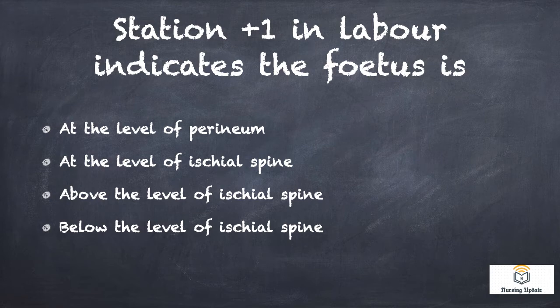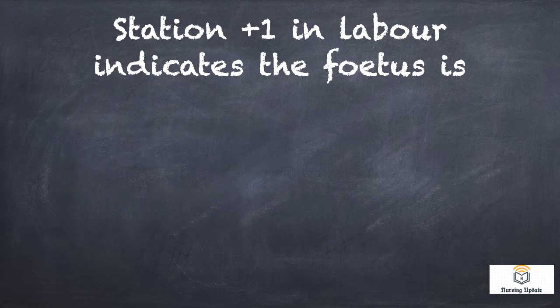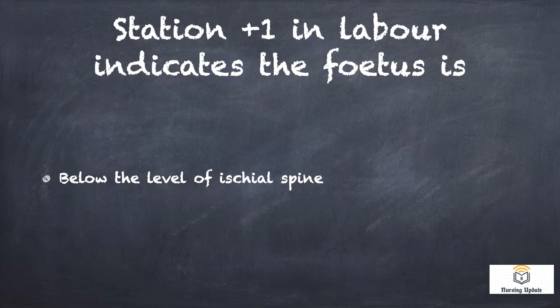Okay, so you should not get confused with +1 and -1. If it is +1, it means it is below the level of the ischial spine. If it is above the level of the ischial spine, it will be -1. So this is one of the most important MCQs also.